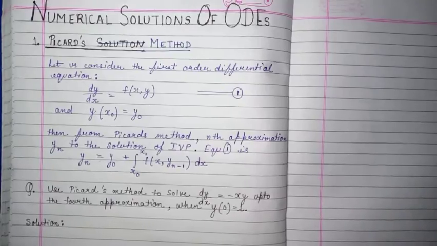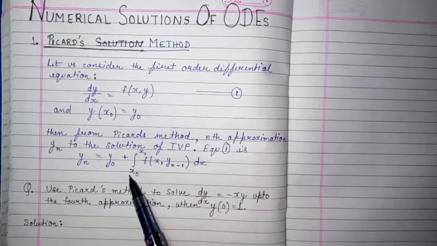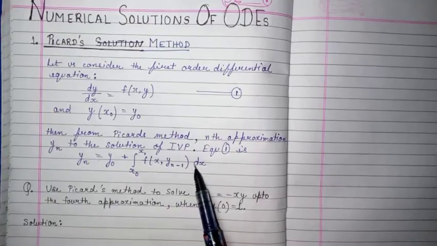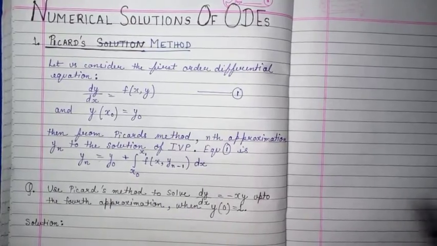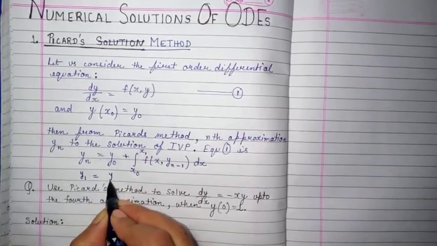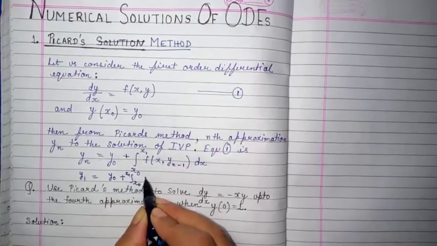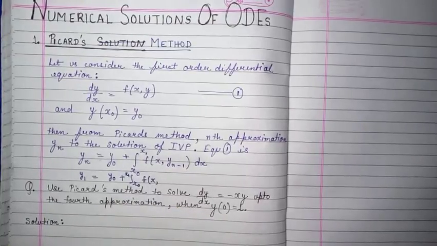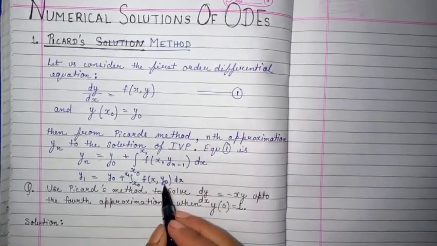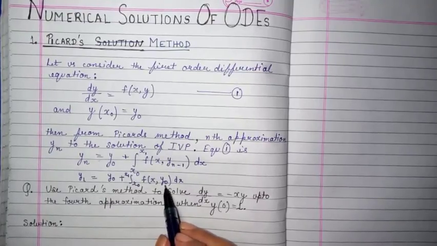So what is the exact formula for this? Yn equals y naught plus the integration from x naught to x1 of f(x, yn minus 1) dx. This is the formula. It means if you have to find the value of y1, then it should be y naught plus the integration from x naught to x1 of f(x, y0). If it is y1, then here it should be 0. If it is y2, then here it should be 1, like this.